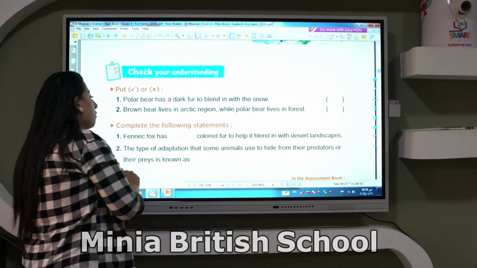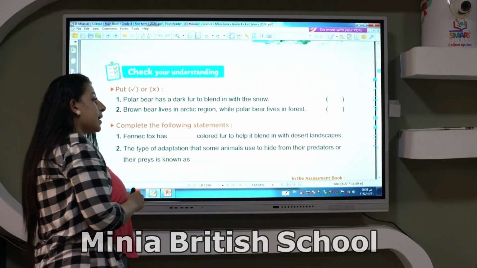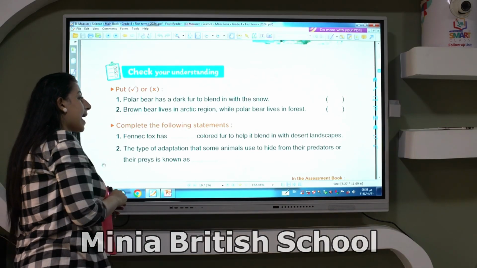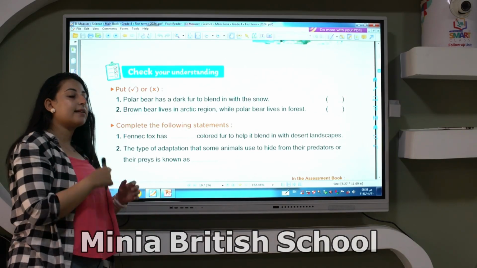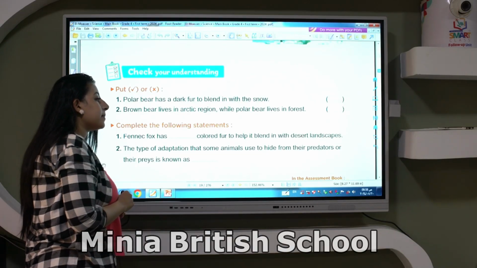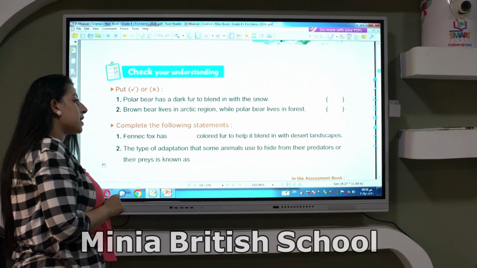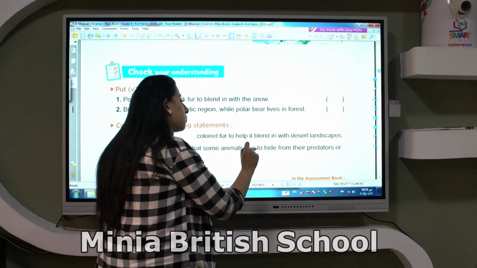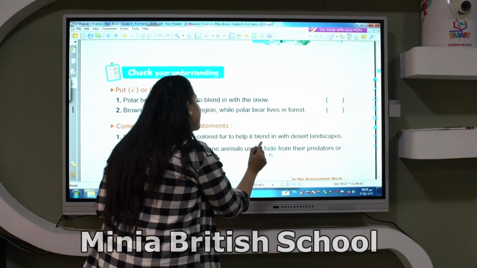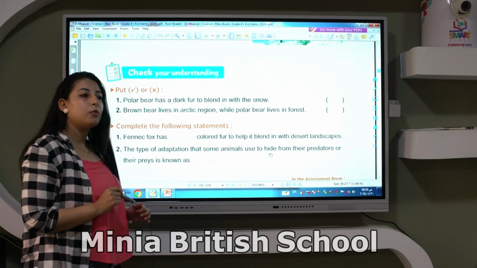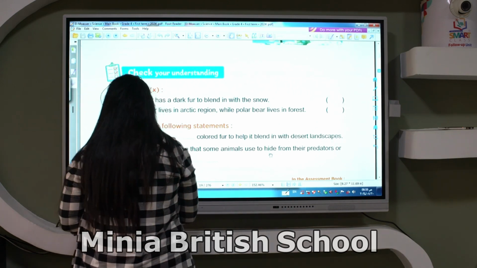Complete: the fennec fox has what colored fur to help it blend with the desert landscape? The fennec fox has sandy colored fur. True. The type of adaptation that some animals use to hide from their predators or their prey. When you hear this word, hide, hide, hide, I mean what? I mean camouflage. Excellent. I mean camouflage.